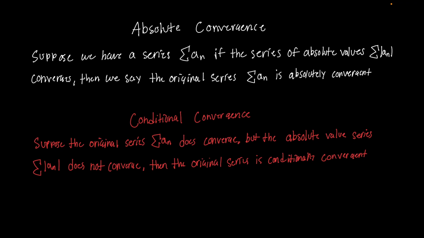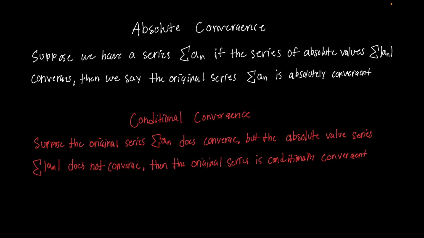So first we have absolute convergence. Suppose we have a series a sub n. If the series of the absolute values converges, then we say that the original series is absolutely convergent. So what this means is that even if we ignore all the signs and make every term positive, the series still converges. So if a series converges absolutely, then it definitely converges. Think of the word absolutely, like it converges strongly. Like when you say you're absolute about something, you're really confident or strong about something. So think about it that way for this.